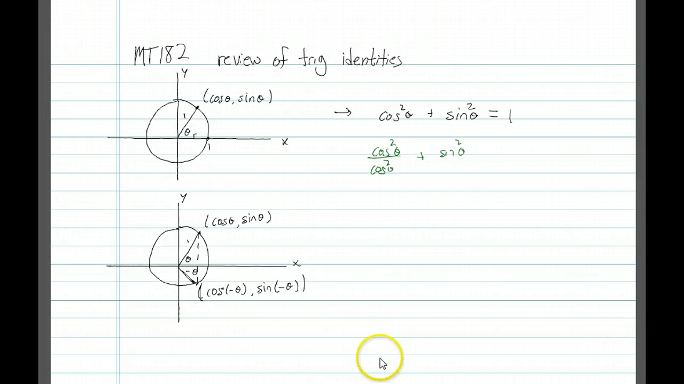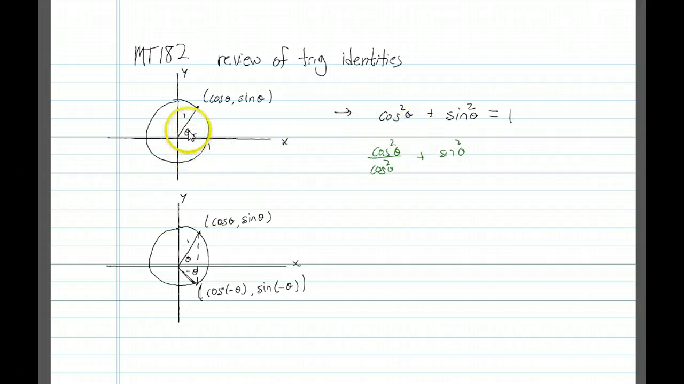Okay, in this screencast, I'm going to review some basic trig identities, some of which maybe you should know, but we're going to review these because we're going to need these to integrate powers of trig functions. It's going to be one of our approaches. Okay, so the first main one is the Pythagorean identities.